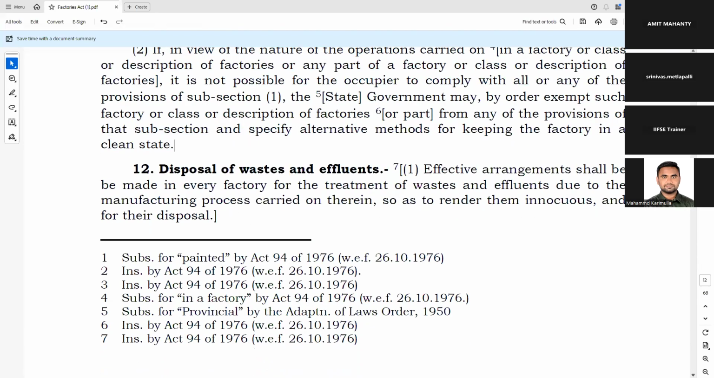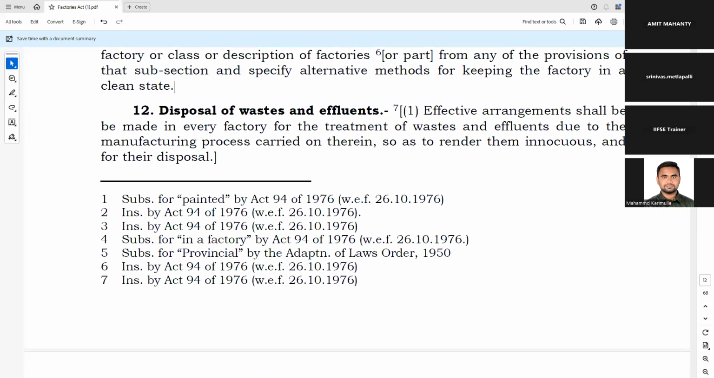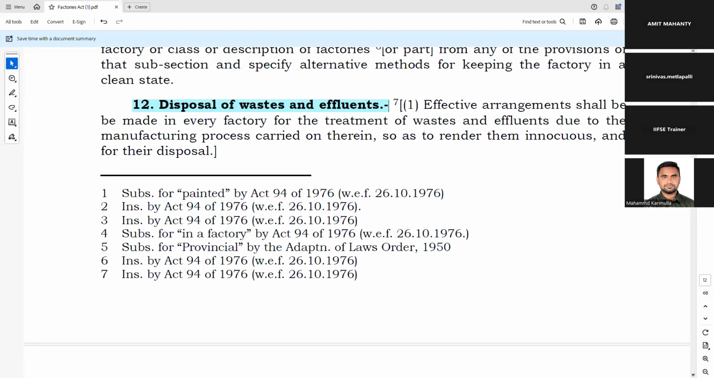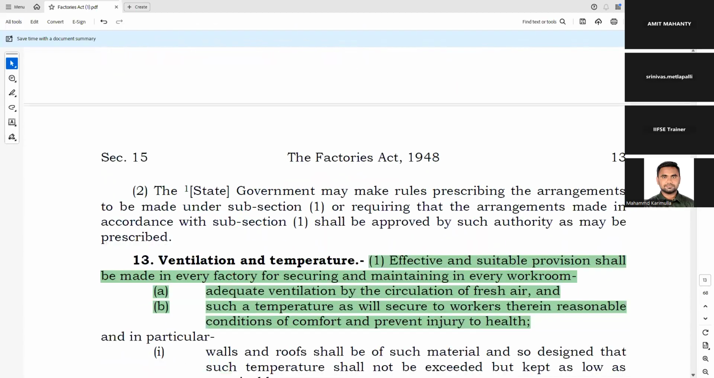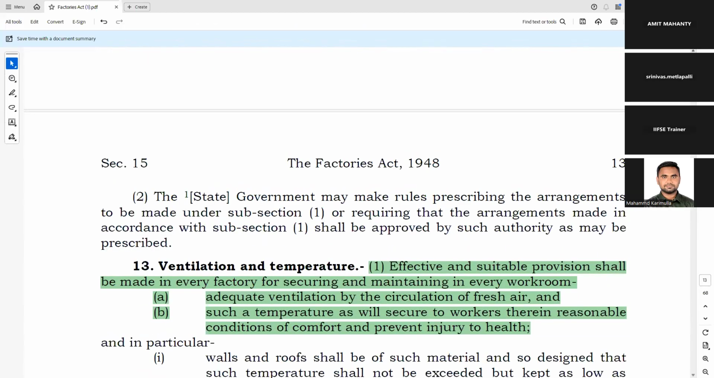Okay. Then disposal of waste and effluent. So this is also a very important section. Disposal of waste. Effective arrangements shall be made in every factory for the treatment of waste and effluents due to the manufacturing process carried on therein, so as to render them innoxious, and also for their disposal. So whatever waste is generated, it has to be disposed.